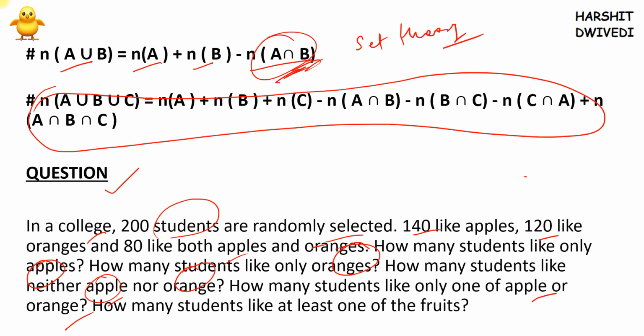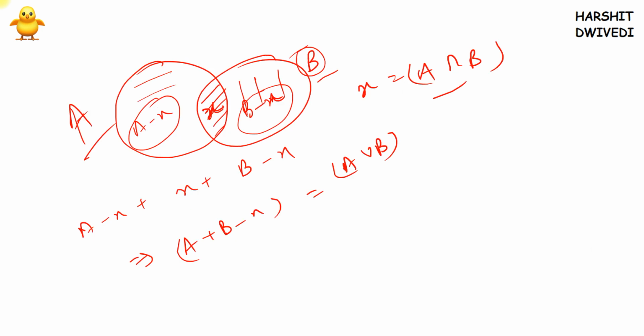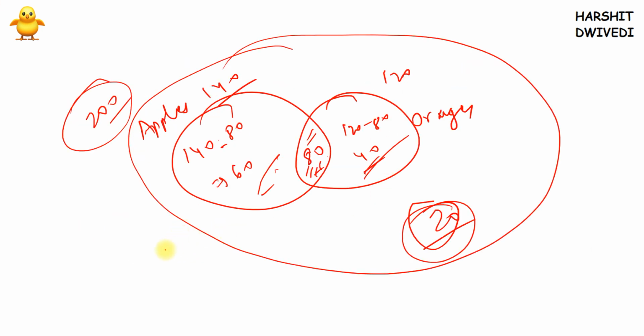Then how many of the students like only one of apple or orange? That is, they are liking either apple or orange. So in that case, this will be 60 plus 40. 60 is only apple, 40 is only oranges. So this answer will be 100.